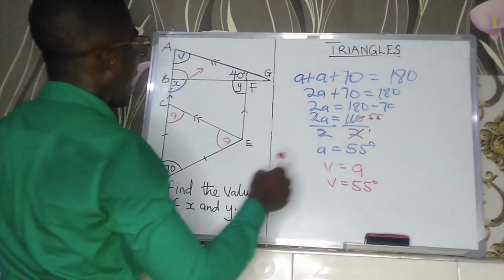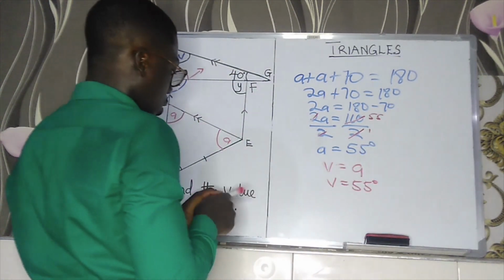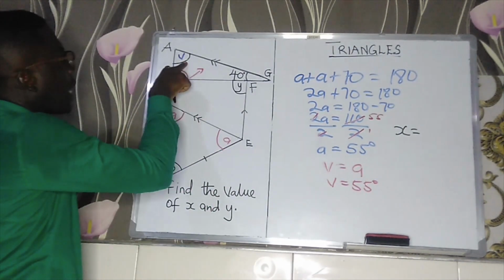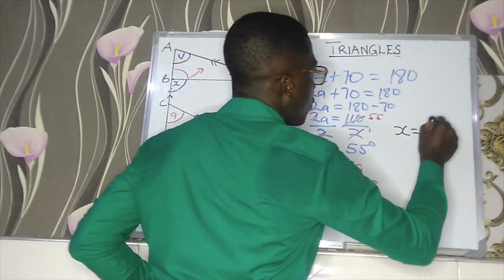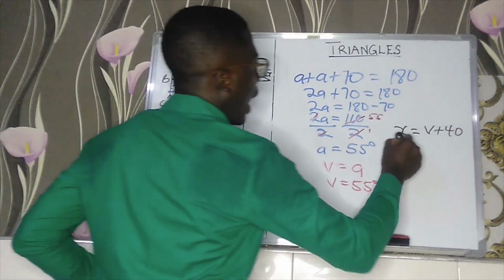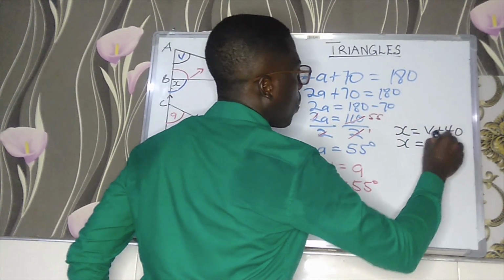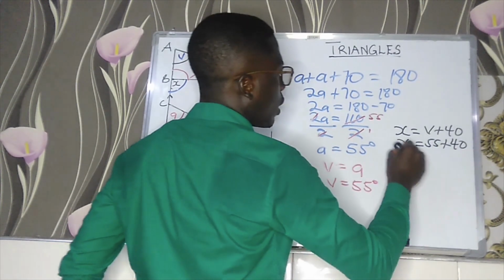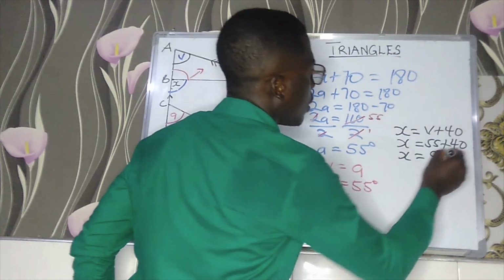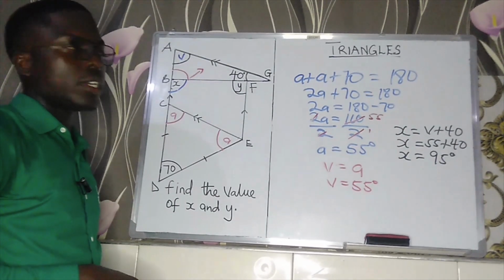Good. So you could have X here. So we have X here should be equal to V plus 40. And so X is equal to V, which is 55 degrees, plus 40 here. So X is equal to 95 degrees. Let me write it on the board, 95 degrees.